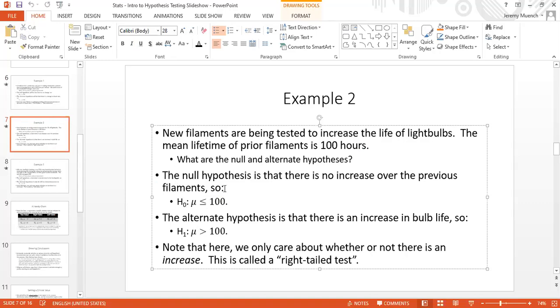You will see some people just write equals 100 here. Both notations are considered proper. I personally prefer this one, but you're welcome to just say equals 100 and I won't mark it wrong.